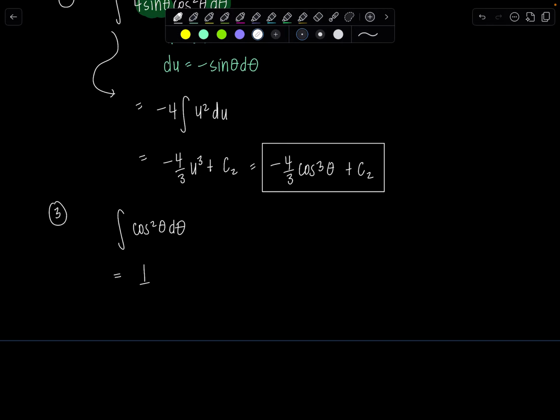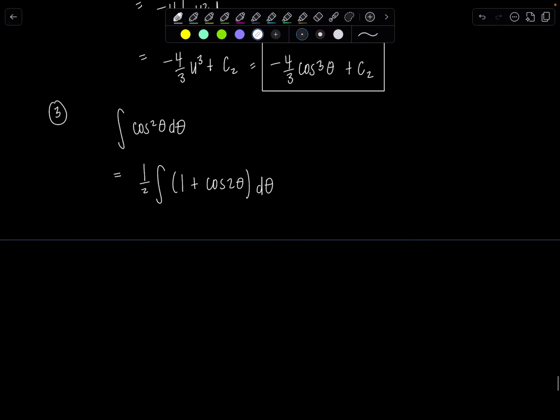So boom, you should just be like a little math robot at this point. Replace it with your half angle, 1/2 outside 1 plus cosine 2 theta d theta. And then this is going to give us 1/2 theta plus 1/2 sine 2 theta, very good, plus c3. And then I'll distribute the 1/2 through. So 1/2 theta plus 1/4 sine 2 theta plus c3.